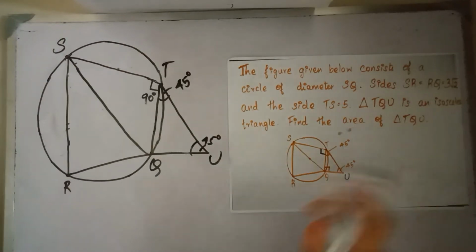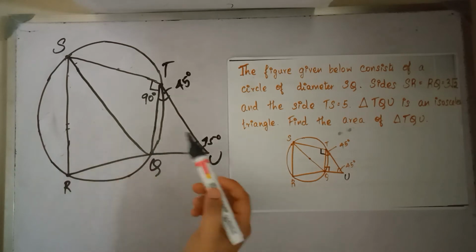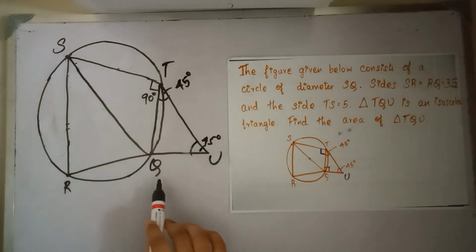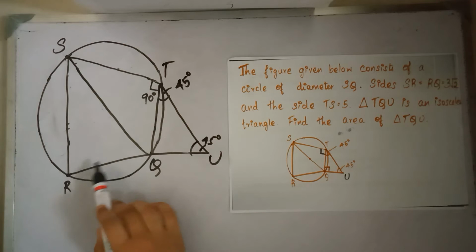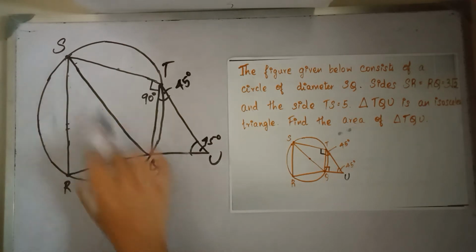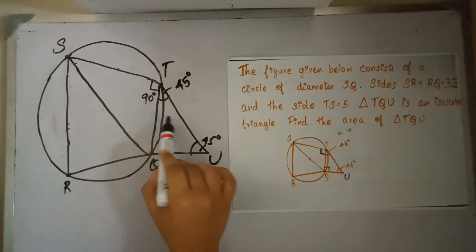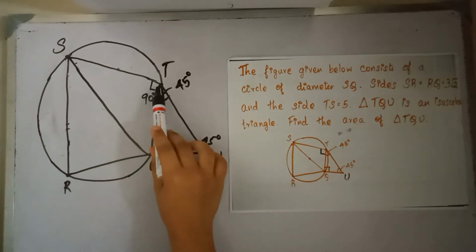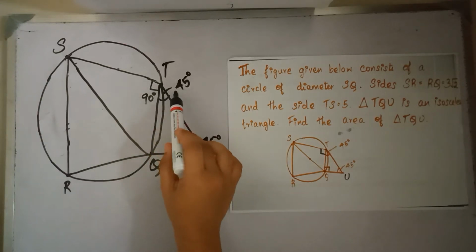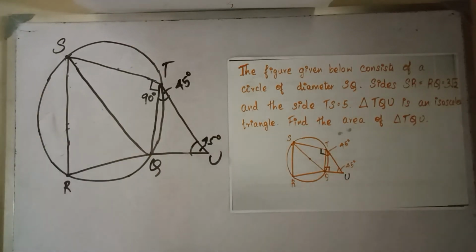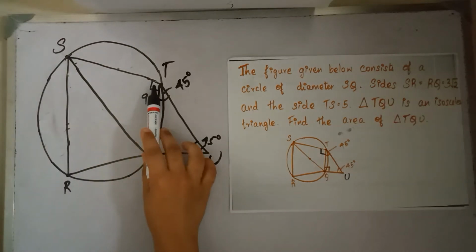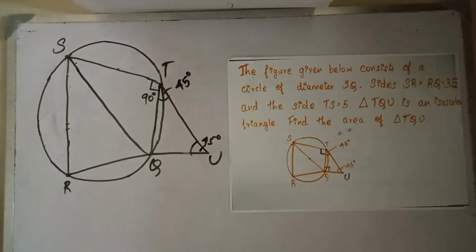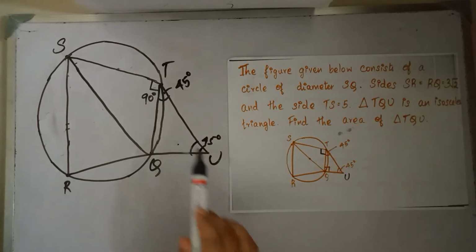Okay, so we have a circle over here and it consists of the diameter SQ. We have a triangle inscribed in this semicircle, and on this side we have an isosceles triangle with angles 45 degrees and 45 degrees. Now this angle is equal to 90 degrees. So we have to find out the area of TQU, this triangle. Let's first look at the data given.